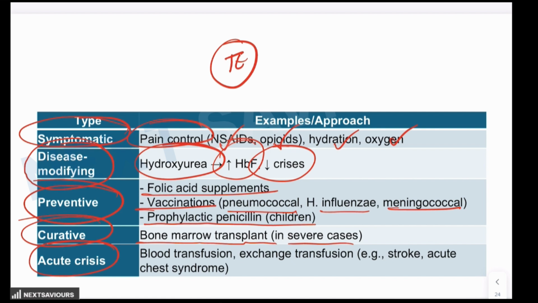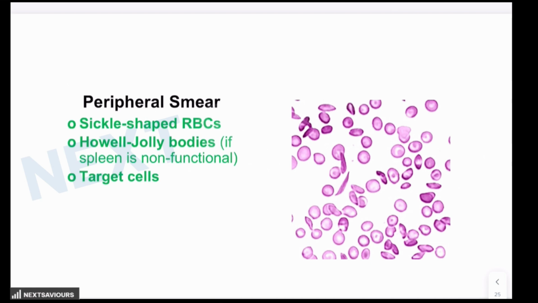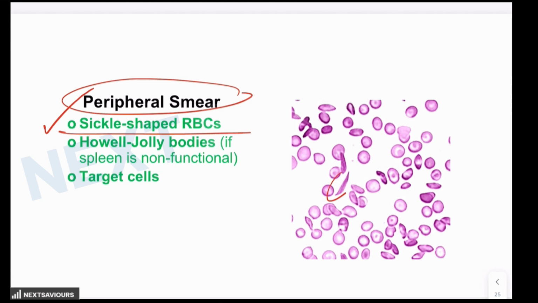Acute crisis is managed by blood transfusion and exchange transfusions, and these are indicated when it manifests as a stroke or acute chest syndrome. So this is the management which is provided to you in the explanation for your further learning related to that particular question. Now, peripheral smears: the very specific finding, obviously, is the sickle shaped RBCs, which can be immediately identified by any student. Apart from this are the target cells, and how these target cells actually appear.